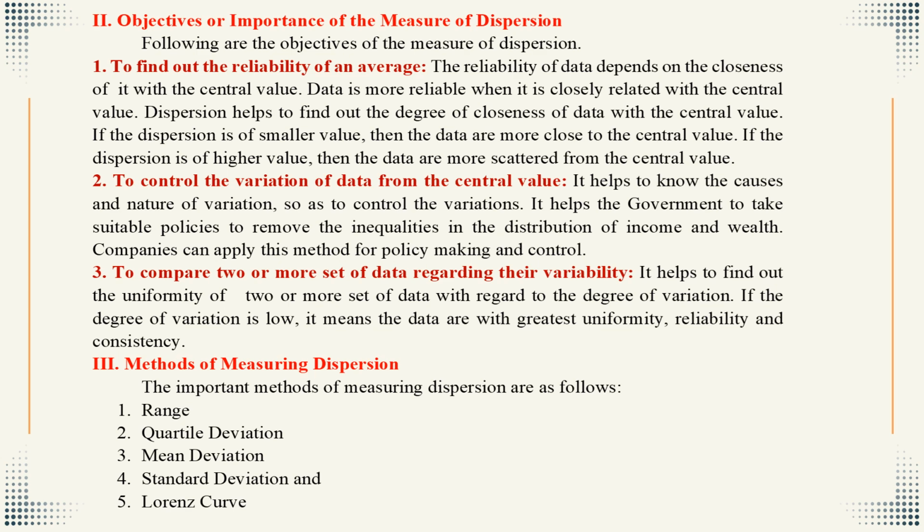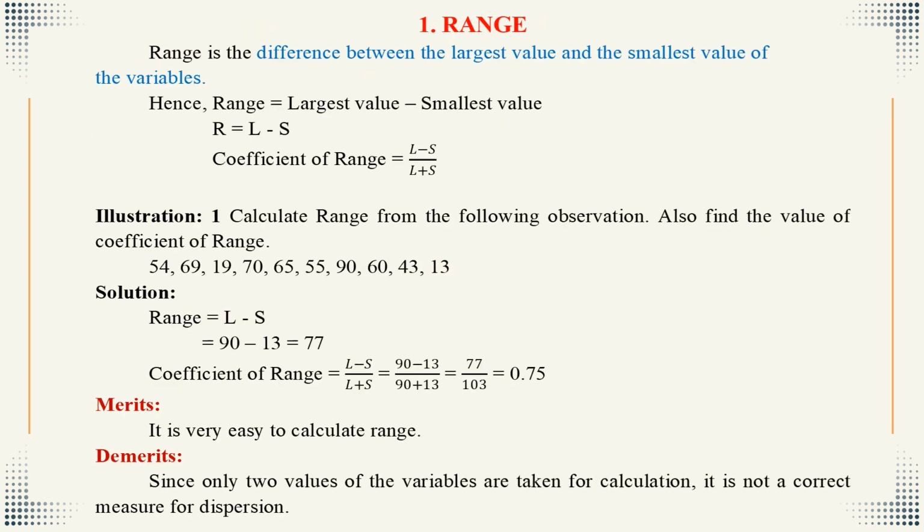Now let us see the different methods of measuring dispersion. There are 5 methods to measure the dispersion. One is range, the another one is quartile deviation, third one is mean deviation, fourth one is standard deviation, and last one is Lorenz curve. Now let us see the first one, that is range.